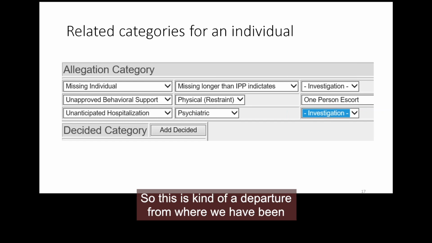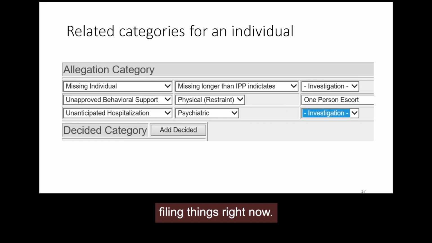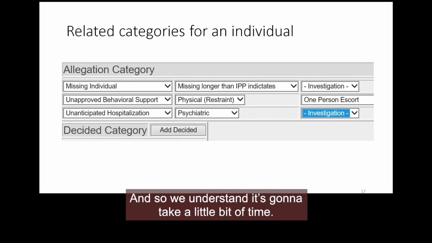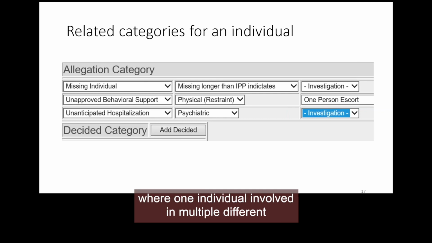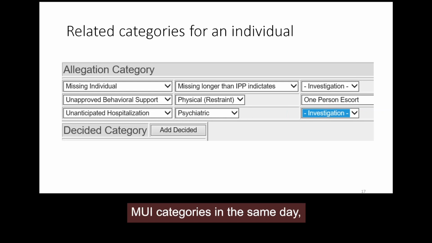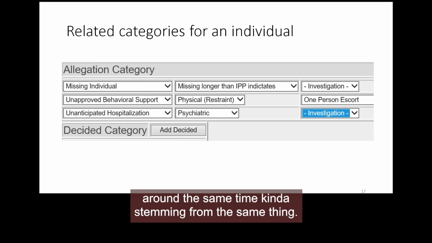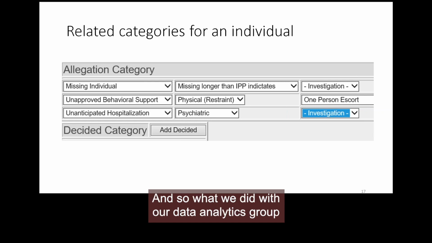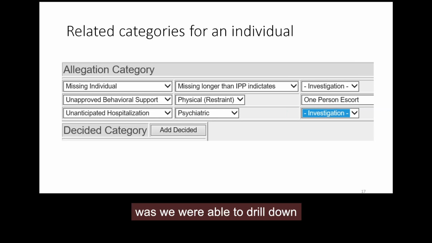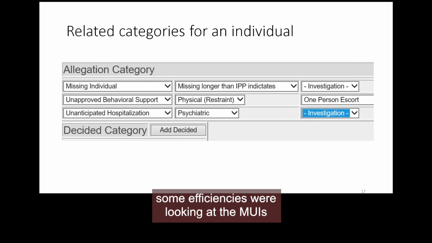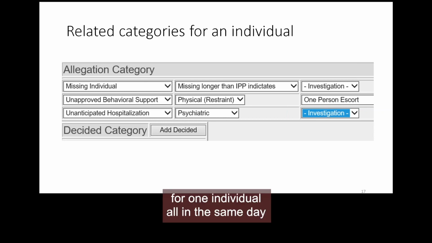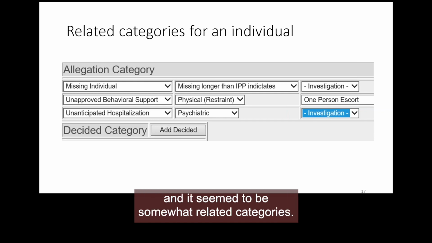So this is a departure from where we have been filing things right now, and we understand it's going to take a little bit of time. This kind of filing is not going to be what we do for every MUI, obviously. These are some significant cases where one individual is involved in multiple different MUI categories in the same day, around the same time, stemming from the same thing. What we did with our data analytics group was drill down and look at these cases, and we could see where we could create some efficiencies. There were a lot of MUIs filed for one individual all on the same day, and it seemed to be somewhat related categories.